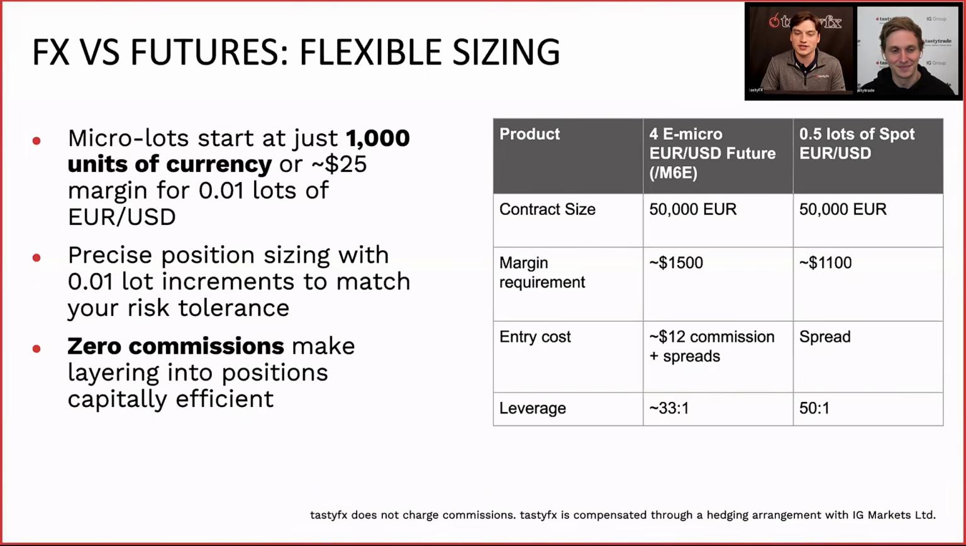A micro lot just starts at 1,000 units of currency. And so for a euro dollar, that requires just $25 of margin. And then you can scale up in those increments. So you can go 0.01, 0.02, 0.03, and layer in and out of it. And the other point here is the $0 commissions, or zero commissions, offered by tastyfx because of their hedging arrangement, how tastyfx is compensated with IG markets.